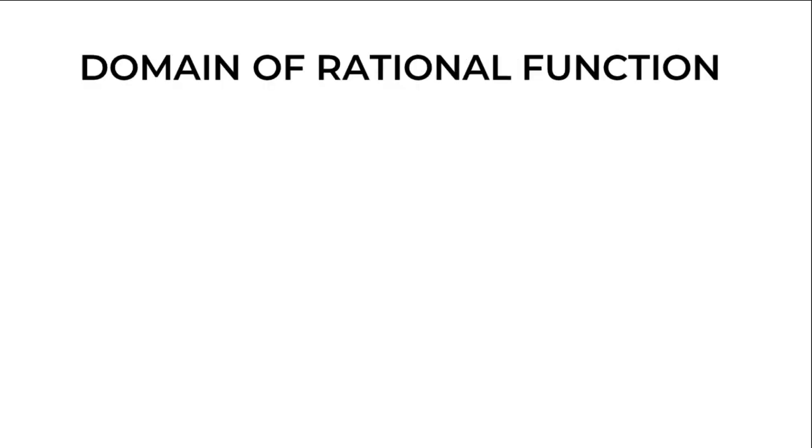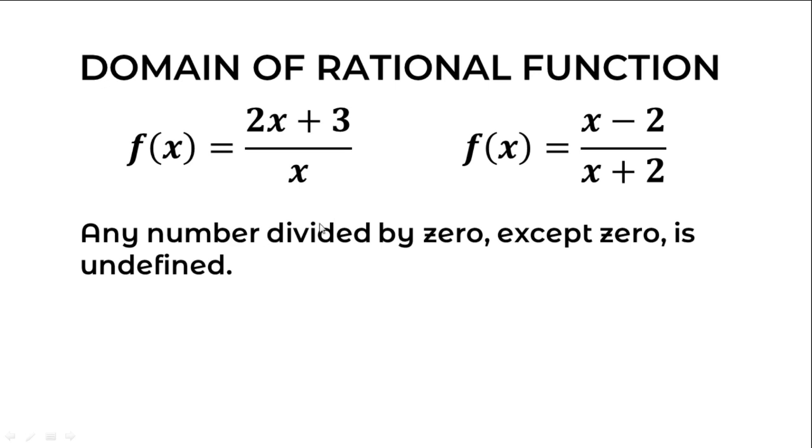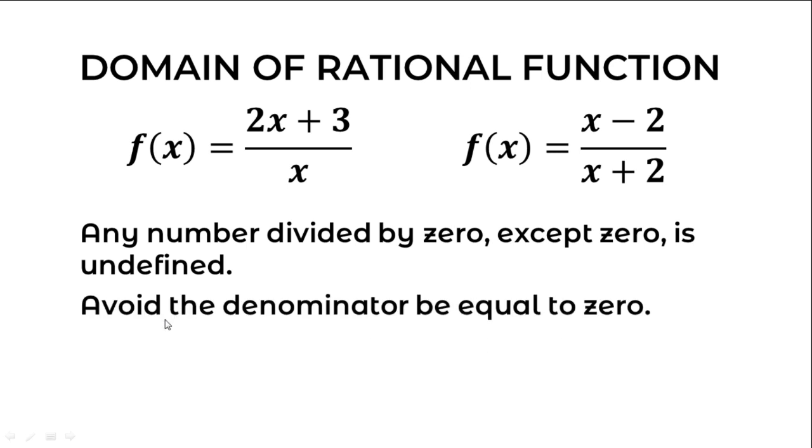Okay, next natin ay pagkuha ng domain of rational function. So meron tayong example which is f of x is equal to 2x plus 3 all over x and f of x is equal to x minus 2 all over x plus 2. So itong tatandaan natin, any number divided by 0 except 0 is undefined. So we are going to avoid the denominator be equal to 0.